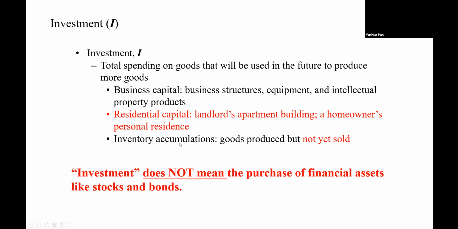The last one is inventory accumulations, goods produced but not sold yet. Like the example of orange juice. The orange juice company produces $500 of orange juice, but only sold $490. So the other $10 will be the inventory accumulations, or investment here. This still counts as GDP this year, but it's not consumption, it's investment, because that's the inventory.